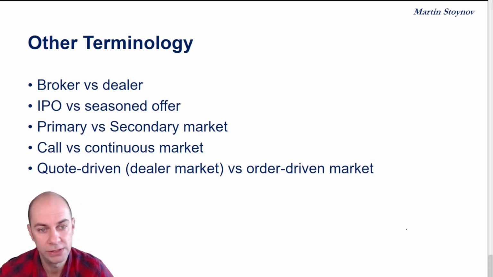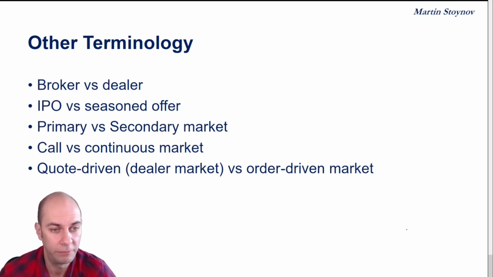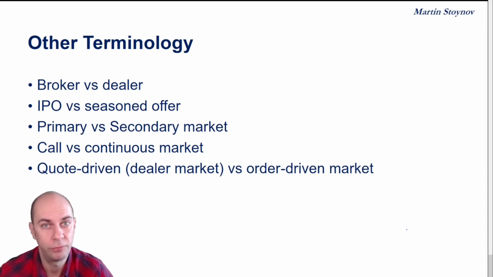Then I've got the IPO versus the seasoned offer. IPO, of course, is initial public offer. So the investment bank here is helping clients raise equity capital for the first time, to become a publicly traded entity. But once you're a publicly traded entity, should you wish to raise further equity capital, that additional offer is known as a seasoned offer. Then I've got the primary versus secondary markets. Primary markets is where companies issue equity and debt capital for the first time, whereas secondary markets is where that existing equity and debt capital is traded among investors.